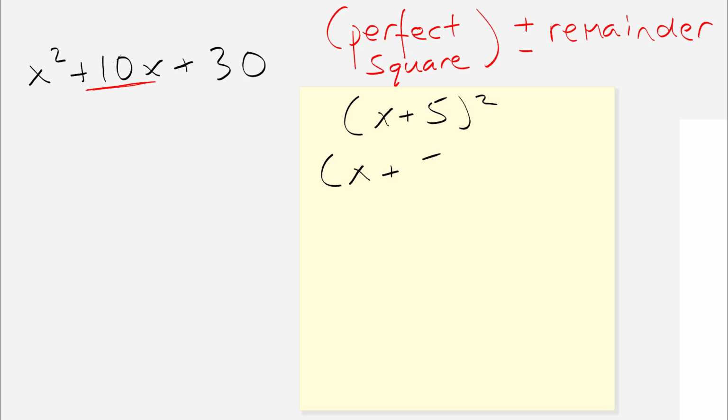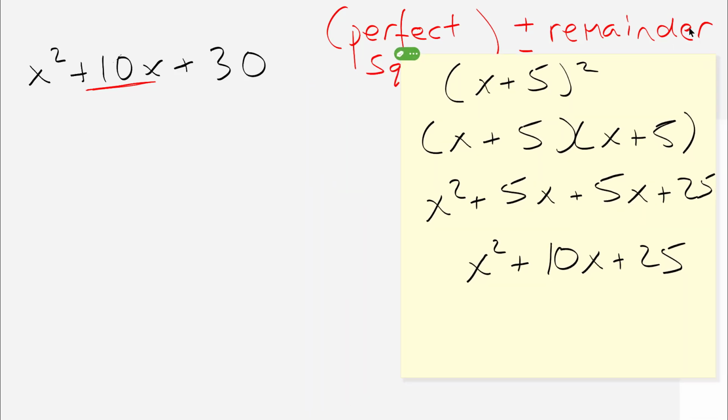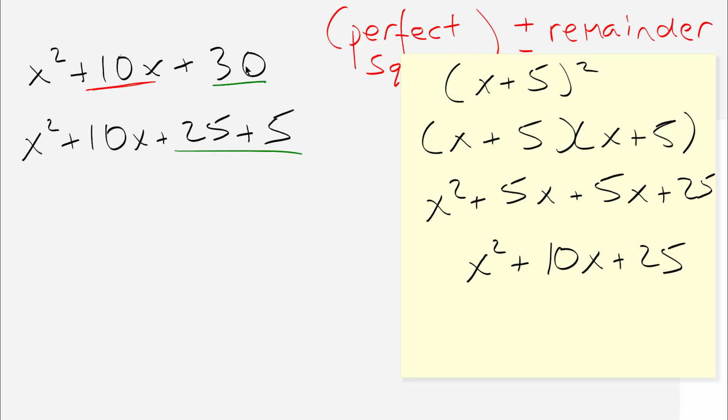So working through that, you've got your x plus 5 and your x plus 5. In other words, x squared plus 5x plus 5x plus 25. So the associated perfect square is x squared plus 10x plus 25. Now remember, we said to complete the square, you rewrite the expression as the perfect square plus or minus the remainder. So the perfect square is x squared plus 10x plus 25. Now we have to add in our remainder, and our remainder in this case is going to be 5. Because remember, we're not changing this expression. This expression has to remain the same. So if this is a 30, well, these numbers have to add up to 30.